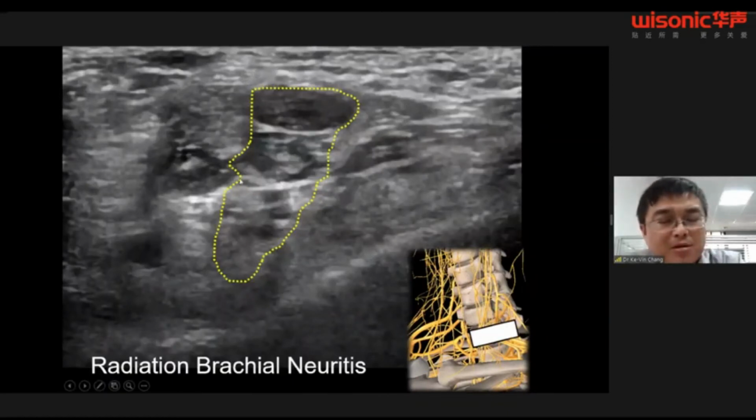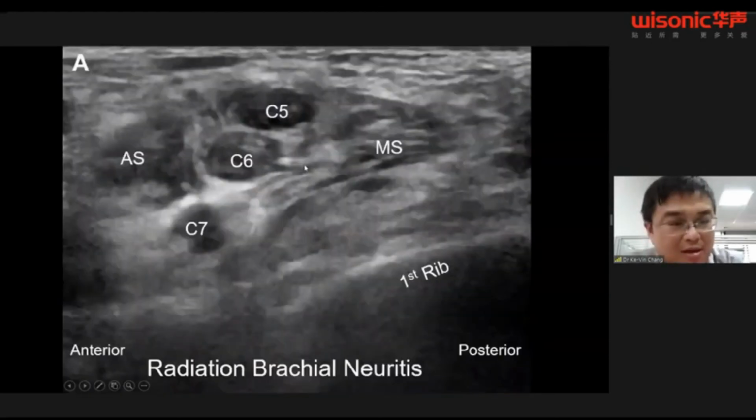But another presentation in patients with pre-existing malignancy is radiation brachial neuritis. And the patient usually develops pain or discomfort 5 or 10 years after the previous history of radiation. As you can see, I placed my transducer at the root level. Actually, you cannot see anything because all the muscle becomes fibrotic. So this is the nerve root.